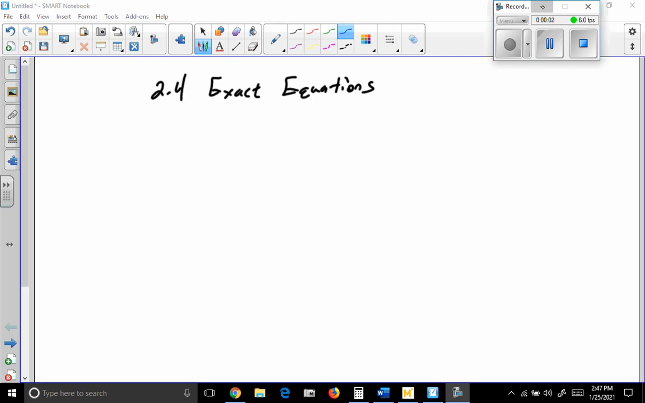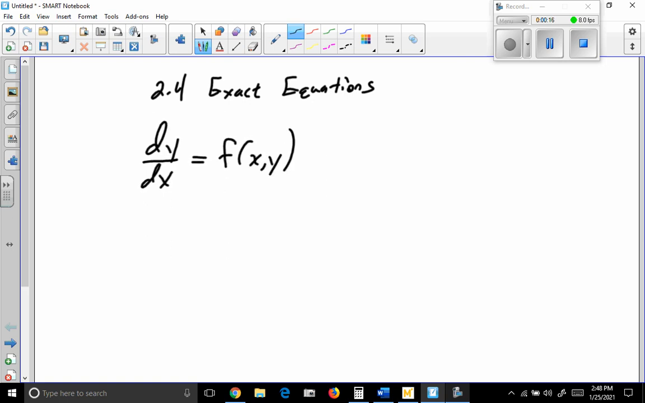2.4, we're going to be solving equations that are known as exact equations. And keep in mind that one form of a first order differential equation is this. So this is one of our standard forms. But as we've seen, we can rewrite differential equations in various formats.